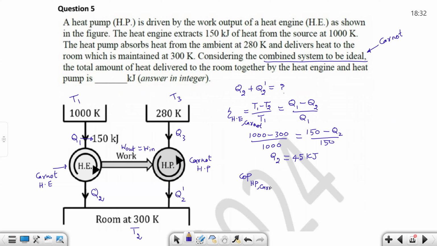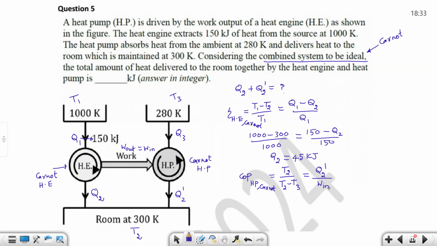So it is a Carnot heat pump. It is the higher temperature T2 minus T3. So for the heat pump, the COP will be the higher temperature divided by the higher temperature minus the lower temperature. You can write this in the same way: heat given to the high temperature, the desired effect Q2 dash, divided by the work input.